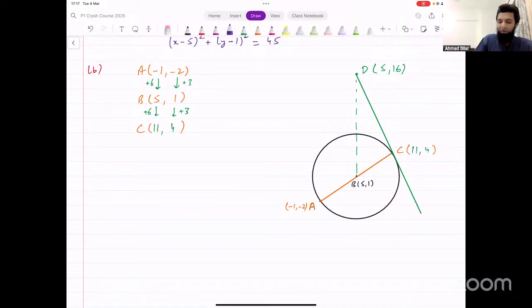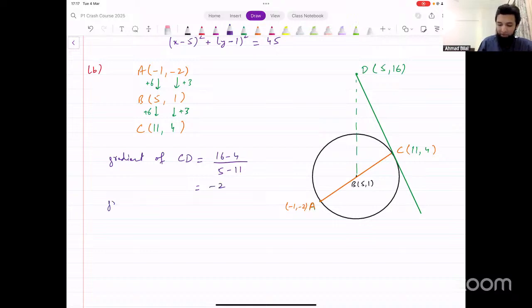And now what you do is you find the gradient of CD and see what that turns out to be. 16 minus 4 divided by 5 minus 11. This is going to be 12 over -6, which is -2.